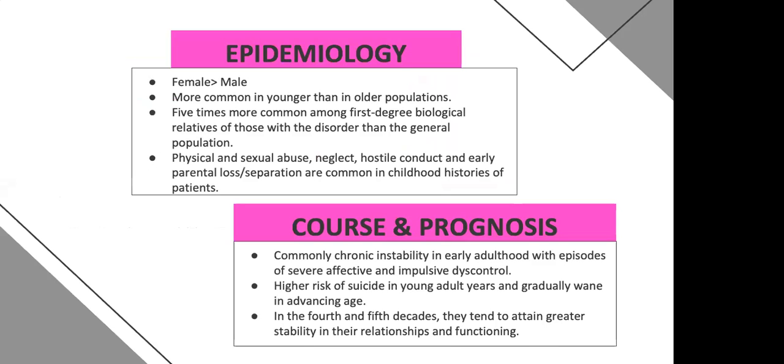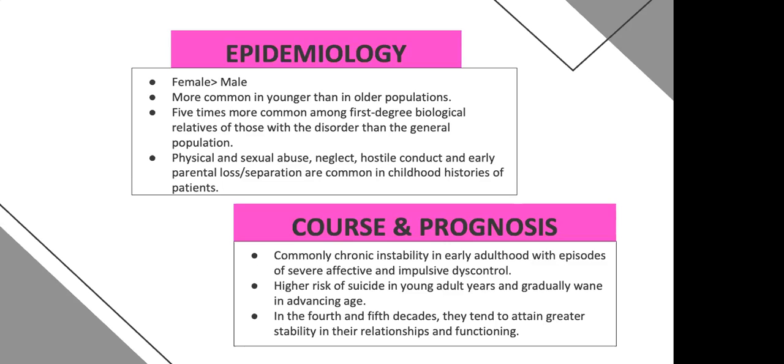Under epidemiology, it is more common in females and more common in the younger than in the older population. It is 5 times more common among first degree biological relatives. Patients with borderline personality disorder usually have a history of physical and sexual abuse, neglect, hostile conduct, and early parental loss or separation.